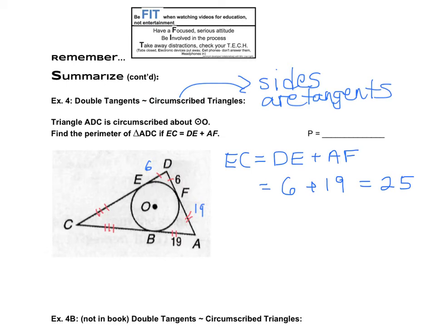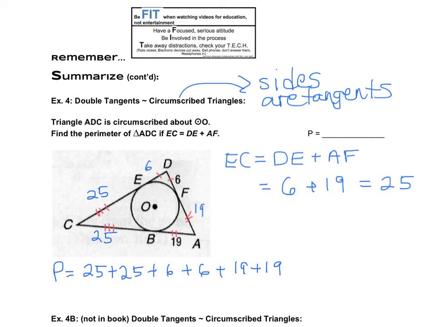Now, but remember, 25 wasn't what I was asked for. If I go back to what the question is asking for here, we need to find the perimeter, okay? Perimeter, remember, is adding up all the sides, so that's a pretty easy addition now that we've found them all. We've got 25 twice, so 25 plus 25 plus 6 twice, if we keep going in clockwise motion around the triangle, and then plus 19 twice.